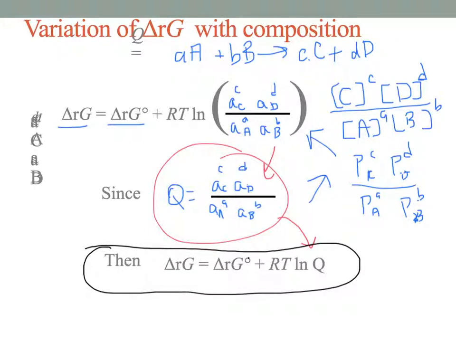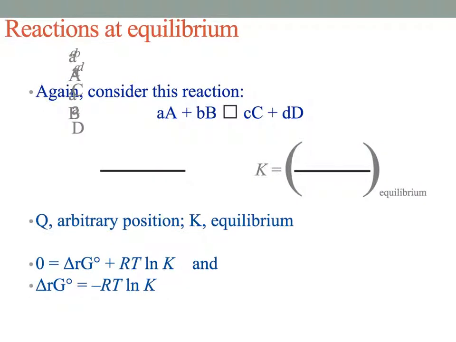And so remember, Q tells us about the reaction composition at any arbitrary time. It tells us that if we would just go at any point in the reaction and test and find out what is the concentration of the products and the reactants, and then calculate the value of delta G, then that will be using Q.